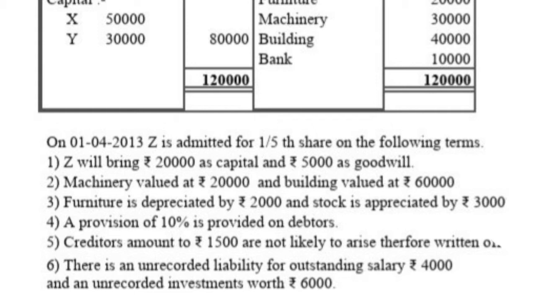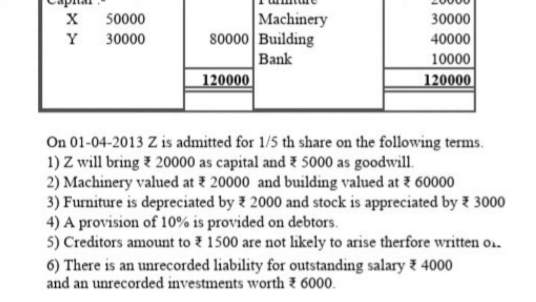Here, a provision is a loss or expense that will definitely occur in the future, but we don't know exactly how much or when the loss will occur. It is considered a liability, right? Here, a provision of 10% is provided on debtors. The debtors amount is 5,000, and 10% of debtors we will treat as a provision. Okay, so provision is a liability.